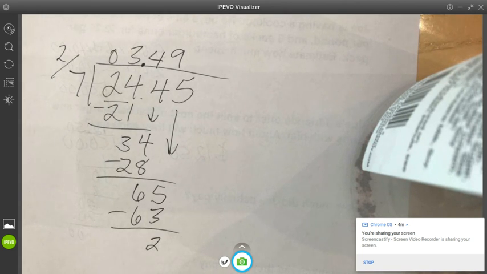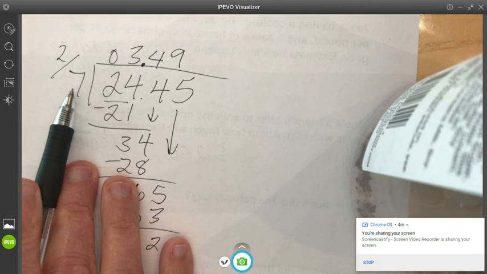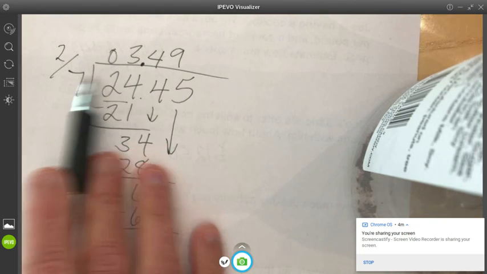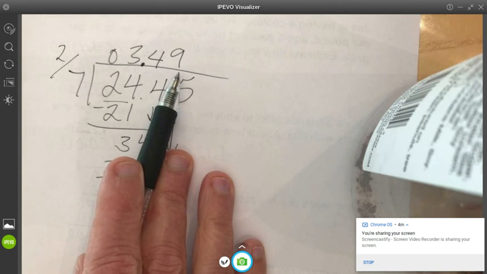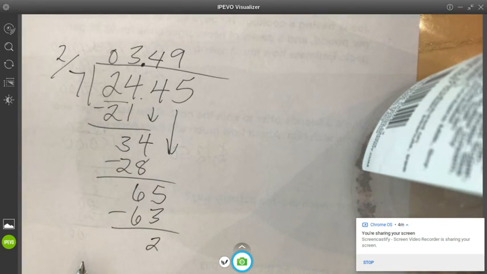Okay, so 3 and 49 hundredths, and if you needed to, you could say 2 sevenths is less than half, right? So that would just keep that 9 as a 9. Now, if it was more than half, and you wanted to be really specific, that would round that 9 up and change this to a 3 and 50 hundredths. Okay, but you don't need to worry about that today.